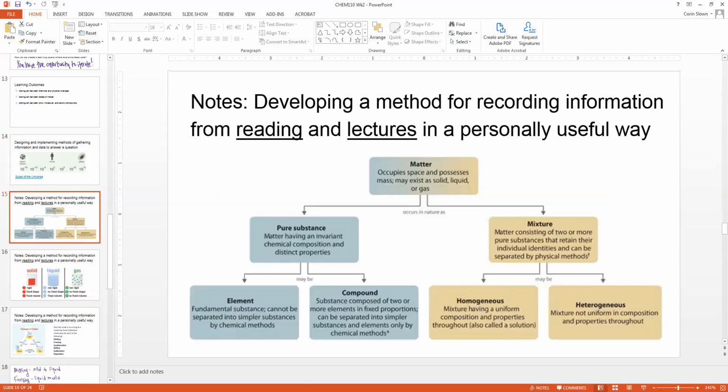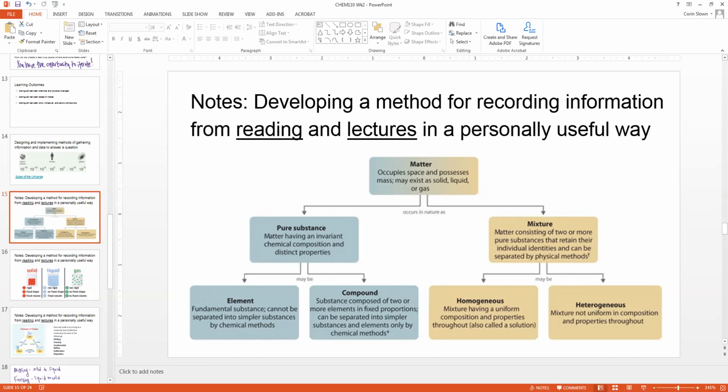We used a decision tree to help us make sense of matter. So we observed that matter occupies space and possesses mass, that it can exist as a solid, liquid, or a gas. We then observed that there are 2 different types of matter. There are pure substances. This is matter that has an invariant chemical composition and distinct properties. And then there are mixtures. Mixtures consist of 2 or more pure substances that retain their individual identities and can be separated by physical methods.